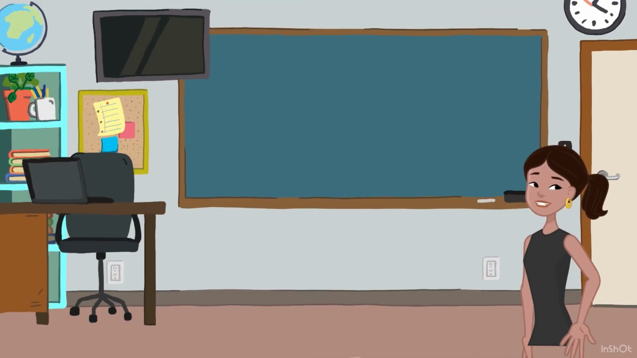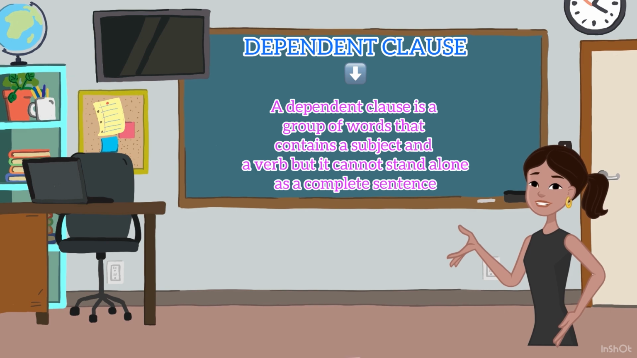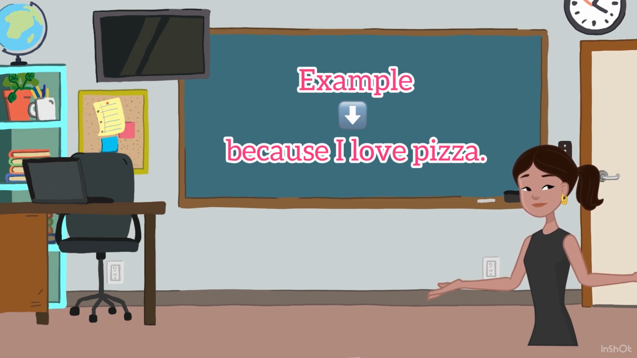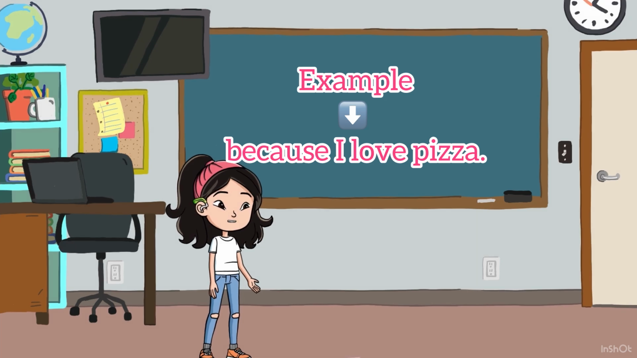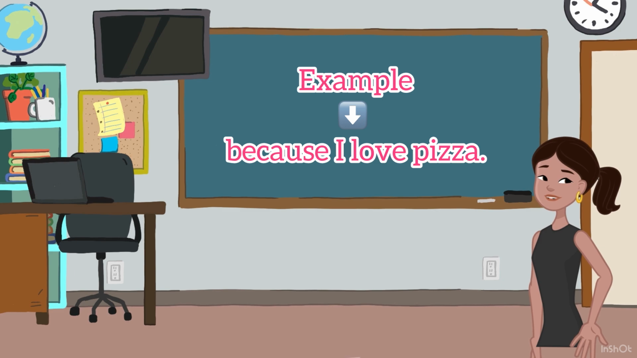Now, let's talk about the second type, which is a dependent clause. A dependent clause has a subject and a verb, but it cannot stand alone. For example, because I love pizza. Because you love pizza, what? See, that's why it's called a dependent clause. It needs another clause to complete the meaning.